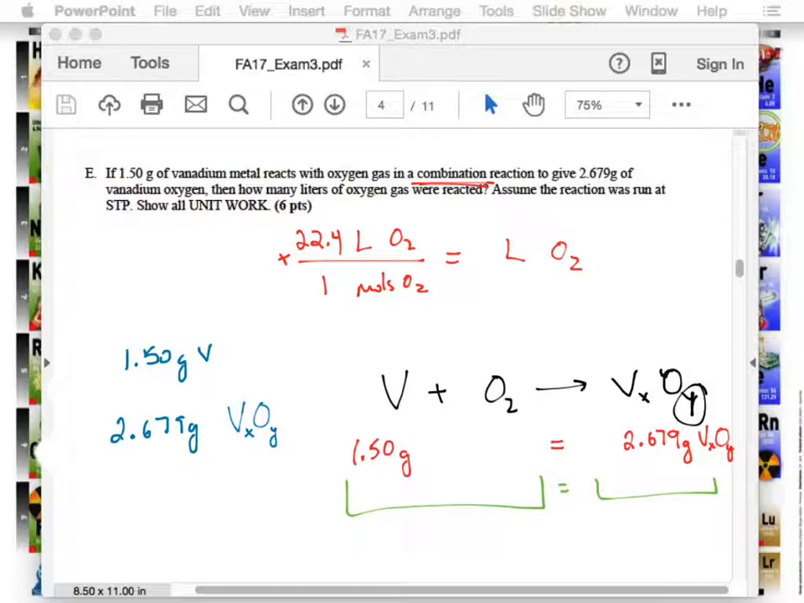Do I know the mass of the oxygen? I don't know the mass of the oxygen. Can I solve for it? Yeah. There's my equality coming from the law of conservation of mass. I know that my mass of oxygen is 2.679 minus 1.50.